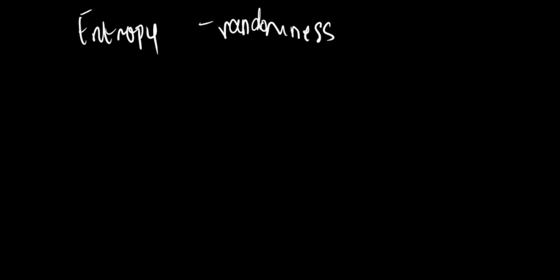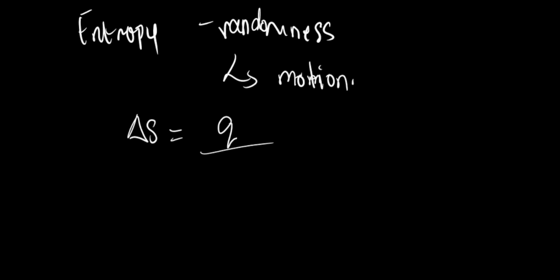And this randomness is in terms of motion. Alright, so it's important for us to take note of the fact that the change in entropy of the system is equal to the quantity of heat divided by temperature. So this is of the system. The change in entropy of the system depends on temperature.